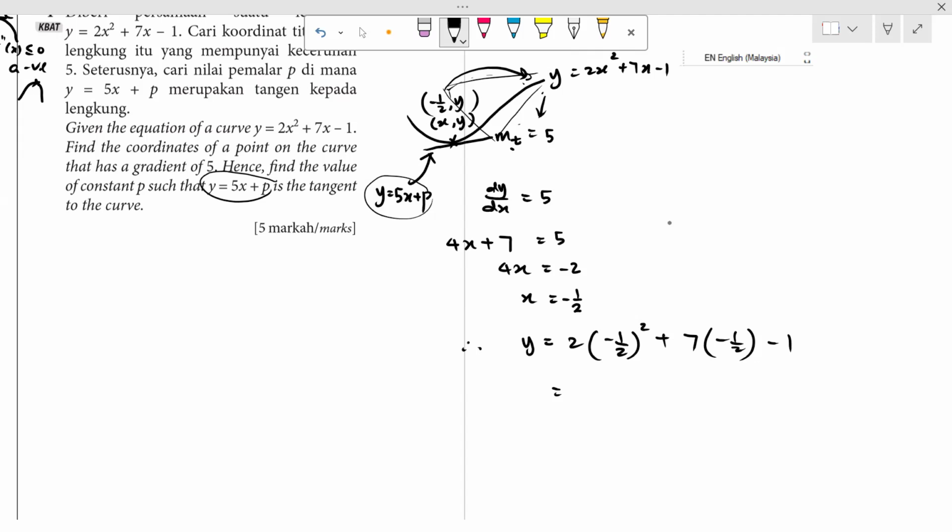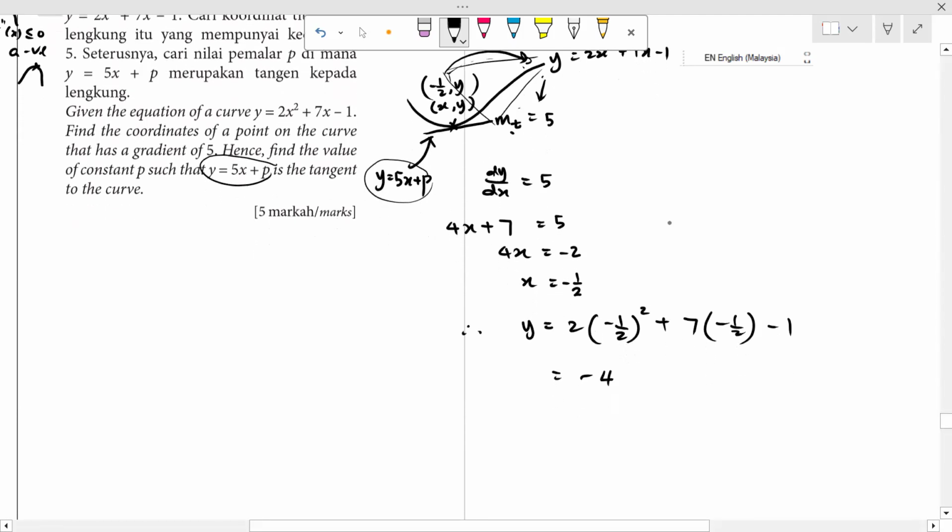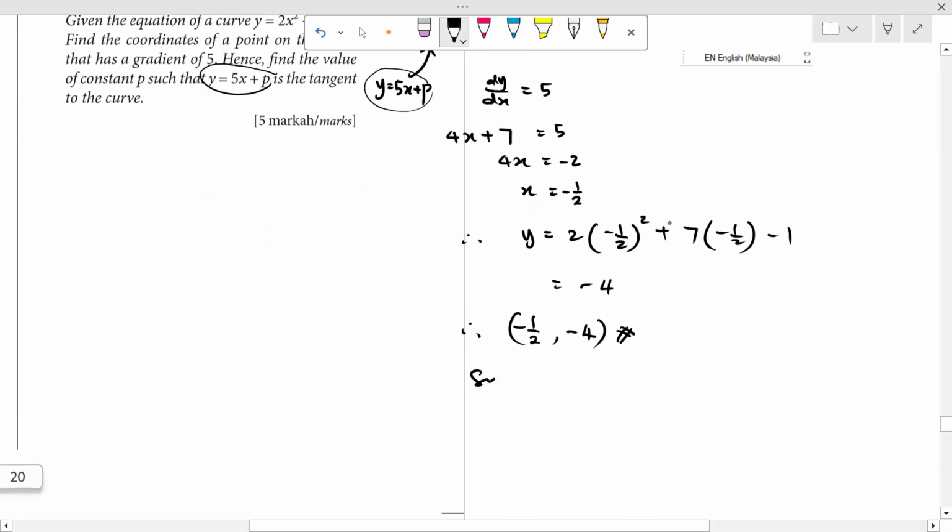What's the y value? Negative 4. So the answer we found, right? Find the coordinates of the point. Therefore, the coordinates will be negative half and negative 4. Found this. Next, find the constant p such that this sub in. Because the gradient of the straight line passes through this point, and the straight line having this equation, therefore we shall substitute the point, substitute negative half, negative 4 into y equals to 5x plus p.